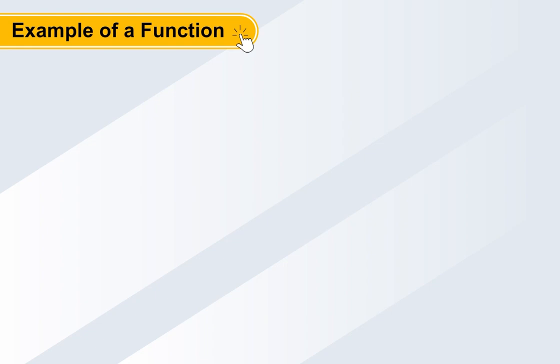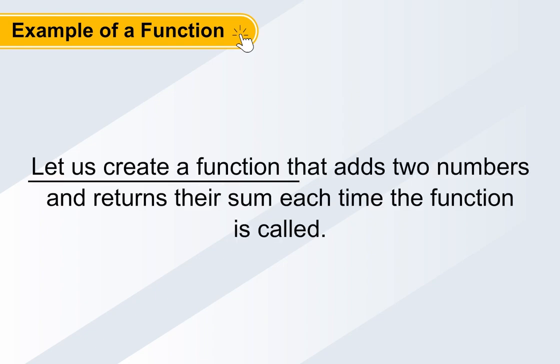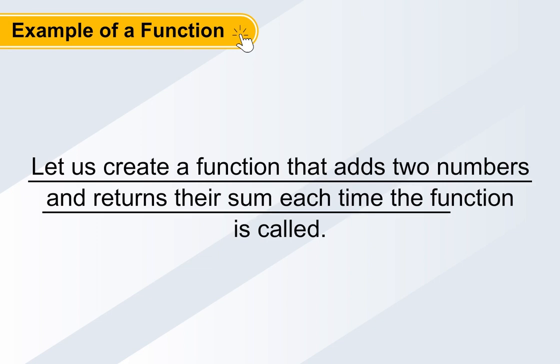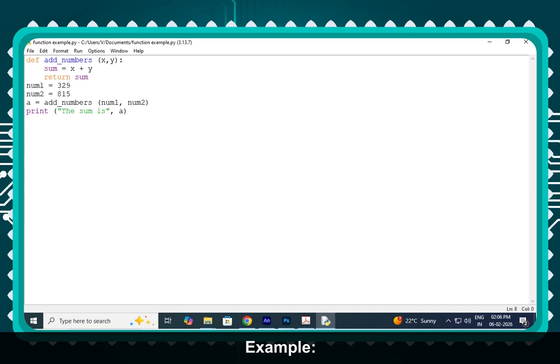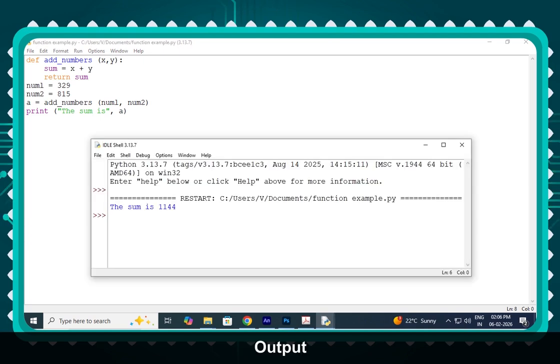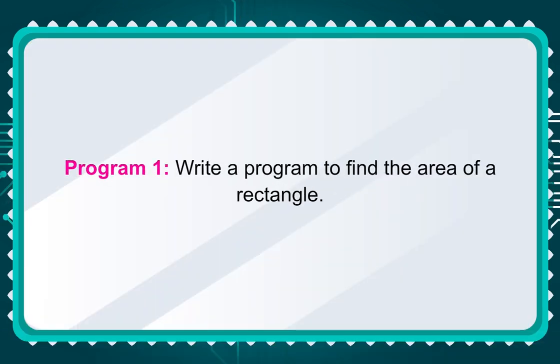Example of a function. Let us create a function that adds two numbers and returns their sum each time the function is called. Example. Output. Program 1. Write a function to find the area of a rectangle.